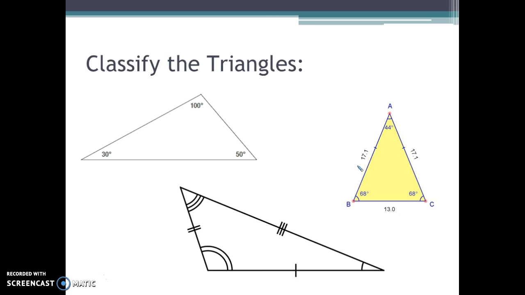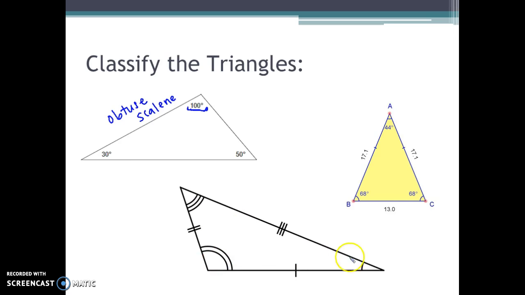So if I want to classify these triangles, in this one up here, all I'm given are the angles, which tells me that I have a 100-degree angle, which is bigger than 90. So this triangle must be obtuse. And because all of these angles are different, that means that all of my sides have to be different. So I do also know that it's scalene.